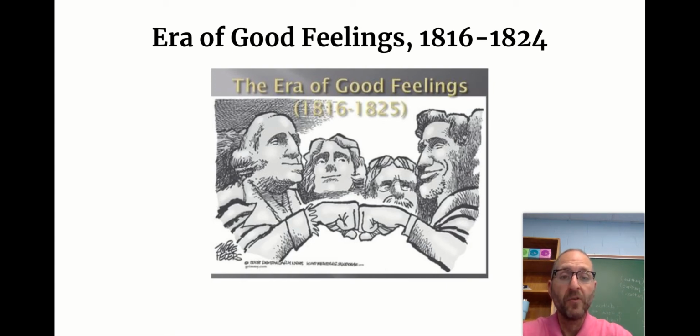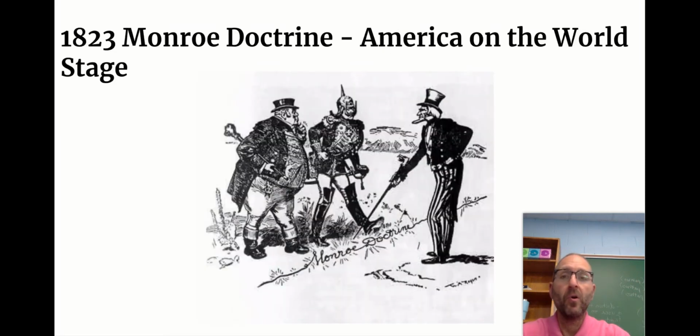So during the era of good feelings, we are able to issue the Monroe Doctrine, which was America really sending a message that we would like to be heard on the foreign scene. So we were telling European nations, you're not welcome in the Western Hemisphere anymore. You need to stay out. Whether or not we had the authority or the power to enforce it will be the debate in class.